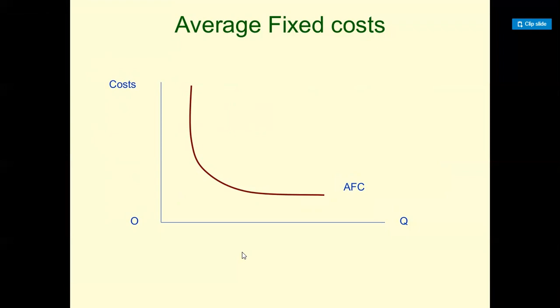So that is the average fixed cost. How can we find out the average fixed cost? What is the formula of the average fixed cost? The formula of average fixed cost is total fixed cost divided by the quantity. So we will find out the average fixed cost.